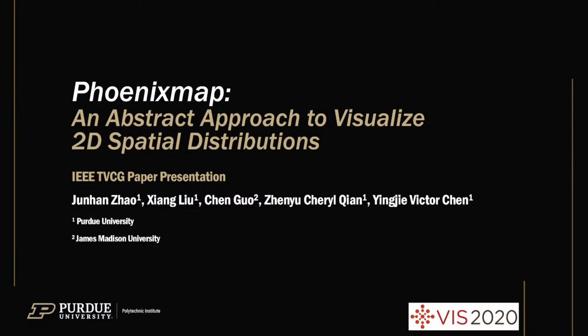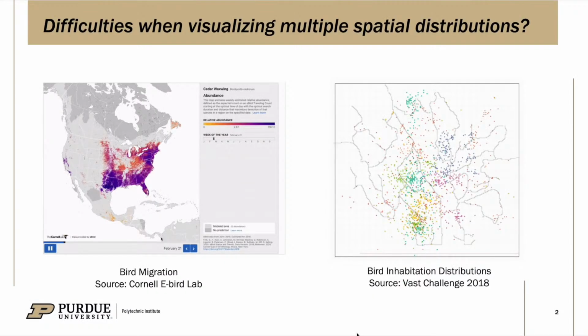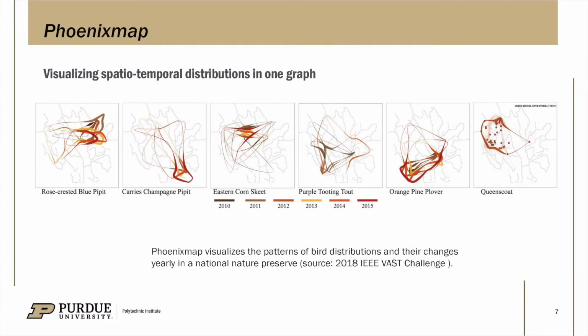Hey everyone, I'm Junhan Chao, PhD candidate at Purdue University, computer graphics major. I'm presenting our recent research outcome, Fink's Map, an abstract approach to visualize 2D spatial distributions. Due to the conflicts between the limitation of display area and the large amount of comparative distributions that need to be visualized, the current methods are always restricted. These observations encourage us to come up with a solution by abstracting the visualization.